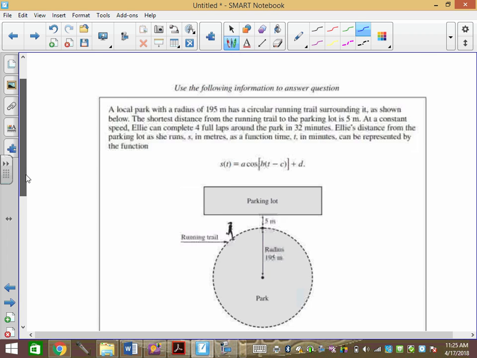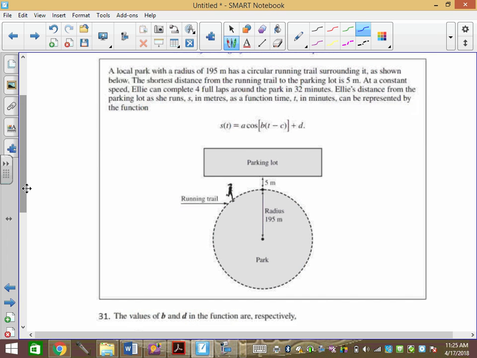Last one. A local park with a radius of 195 meters. Sometimes we stretch stuff a little bit. Okay. Has a circular running trail surrounding it, as shown below. I actually think this one's a really nice drawing. Like the person did a pretty good drawing of it. The shortest distance from the running trail to the parking lot is 5 meters. So from here to here. And they drew it so that you didn't have to guess, right? If it's not perfectly understandable, they'll draw it for you so that you aren't guessing what they mean by that.